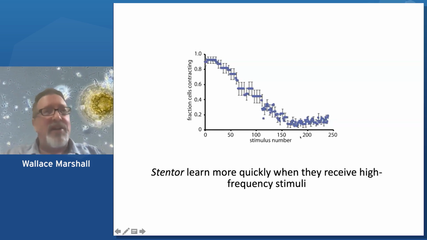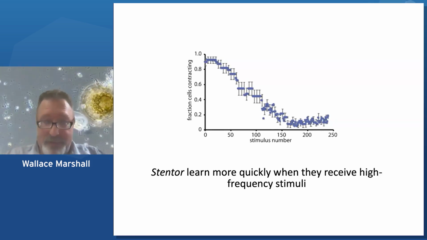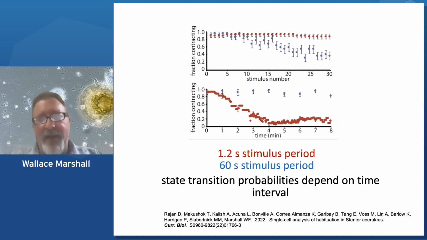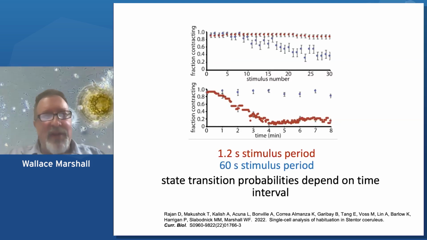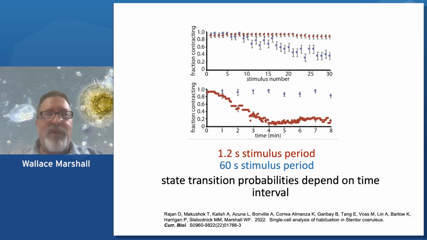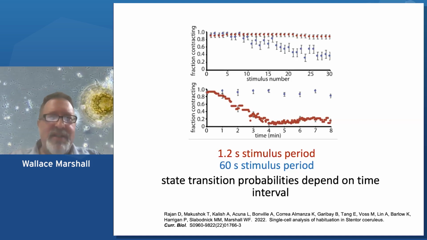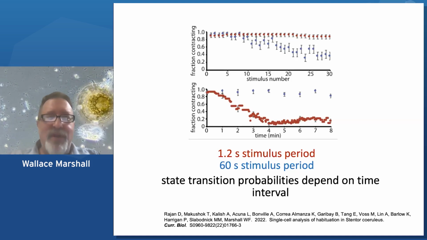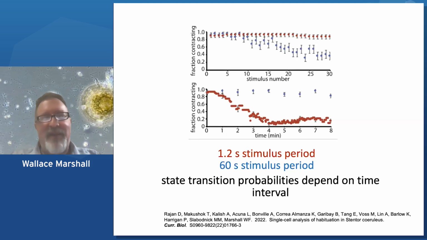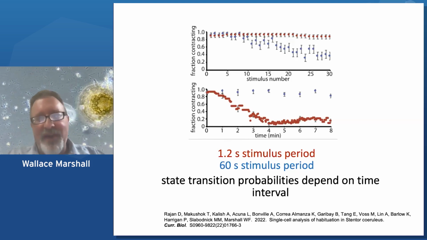And we can show that they're not exhausted and so on. We have controls for that. So it seems that Stentor actually learn more quickly when the stimuli are coming at a higher frequency. And we can plot this data two different ways. On the top, I'm comparing our usual 1 minute stimulation with our faster stimulation. And what you see is that as a function of stimulus number, the more frequent stimuli are less effective. That is, it takes a larger number of stimuli to get you contracted.